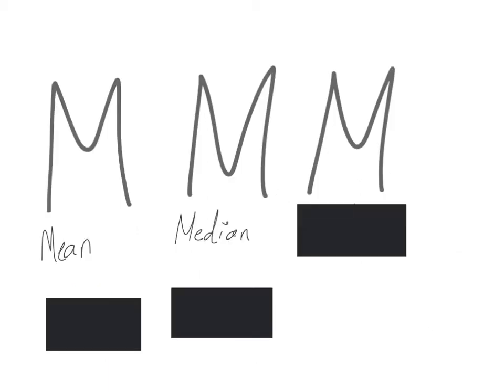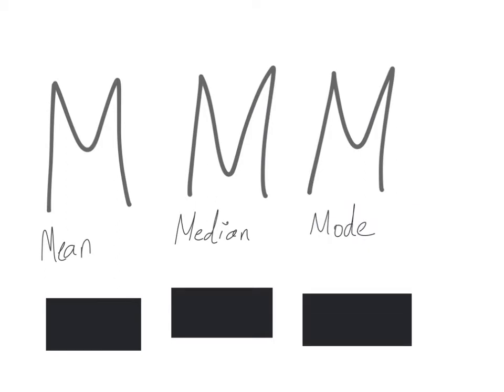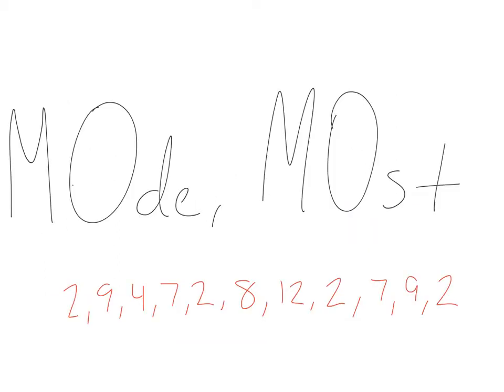Alright, so we've done mean, we've done median, and now we're going to do mode. When you hear mode, I want you to think most. Okay, mode, most. What do I mean? It's the piece of data that occurs most often in a data set. So let's look at this data set here.